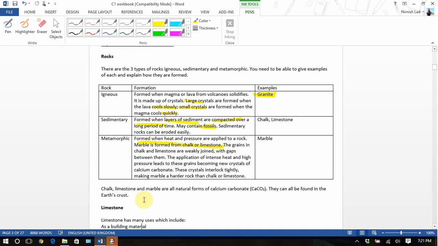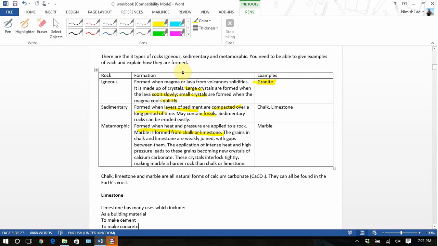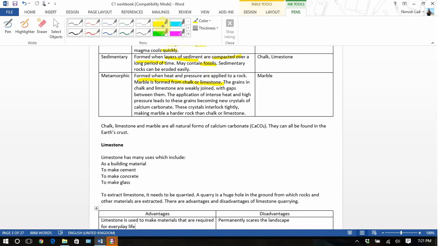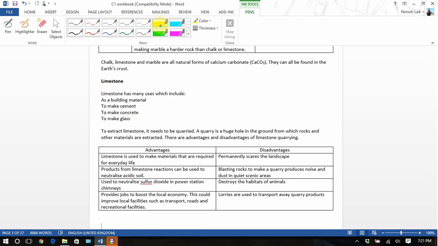So chalk, limestone and marble are all natural forms of calcium carbonate, and they can be found in the Earth's crust. So that's where we get those from. We essentially quarry them. Okay, so limestone quarrying is one of the biggest industries, because of the fact that it has so many uses. And the main uses are that we use it as a building material to make cement, to make concrete, to make glass. It's also in toothpaste, believe it or not. So calcium carbonate is a very, very useful material.